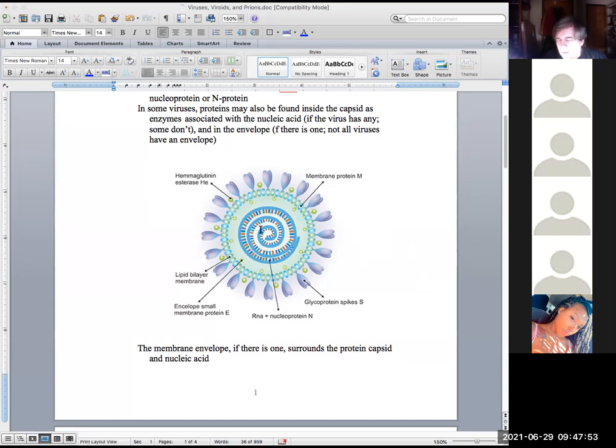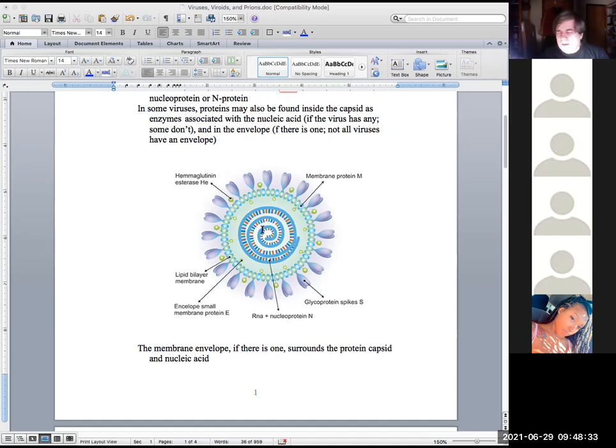And then you can see this little blue line that's kind of curling around that the nucleic acid is attached to. This is something called the capsid. And the capsid basically surrounds the nucleic acid, whether it's DNA or RNA, and protects it. Now, when the nucleic acid is attached to the protein that makes up the capsid like this, then the protein is sometimes called nucleoprotein or just N protein for short.